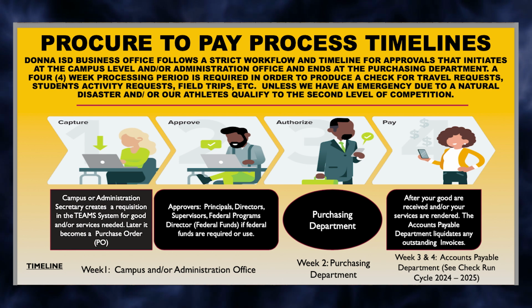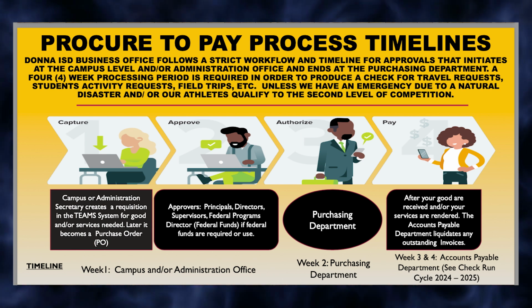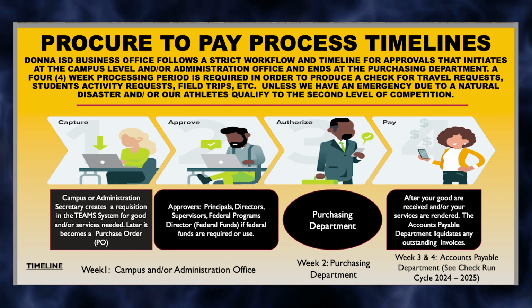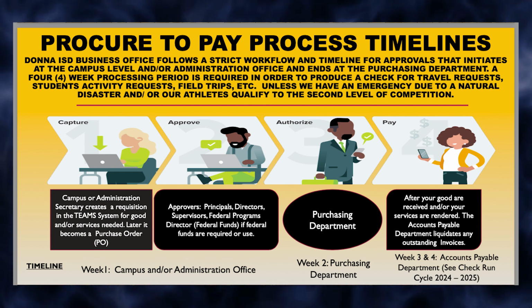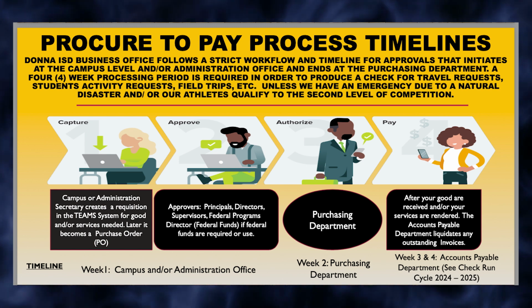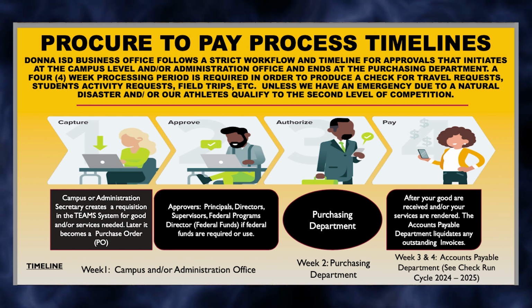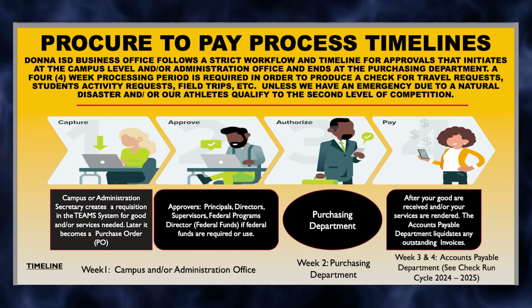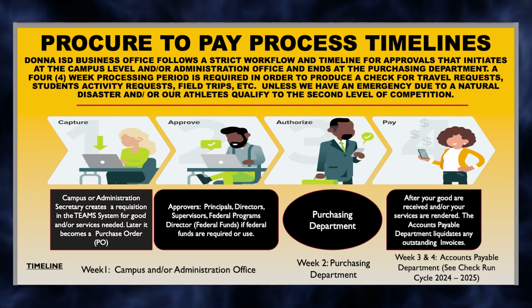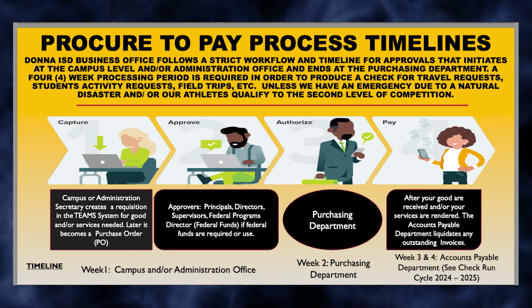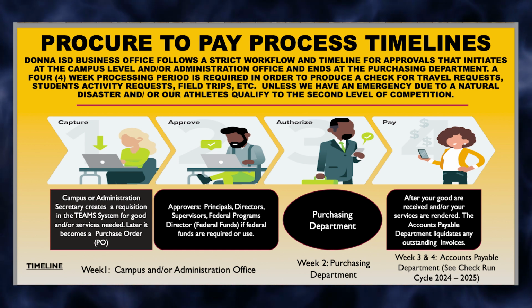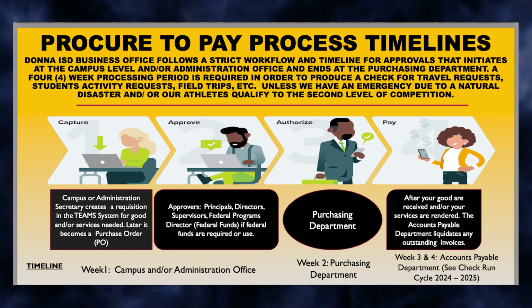Procure to pay process timelines. Donna ISD Business Office follows a strict workflow and timeline for approvals that initiates at the campus level and/or administration office and ends at the purchasing department. A 4-week processing period is required in order to produce a check for travel requests, students' activity requests, field trip requests, etc. Unless we have an emergency due to a natural disaster and/or our athletes qualify to the 2nd level of competition.